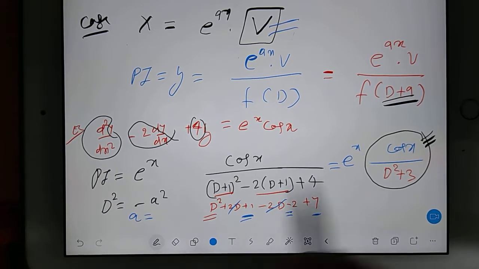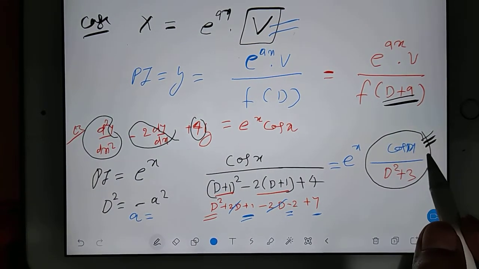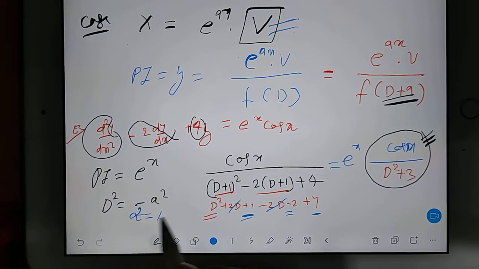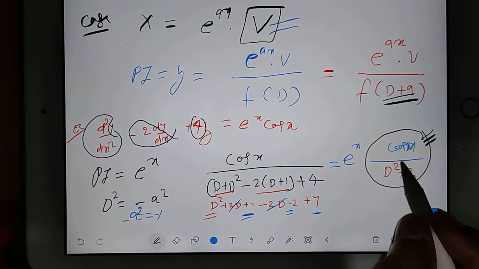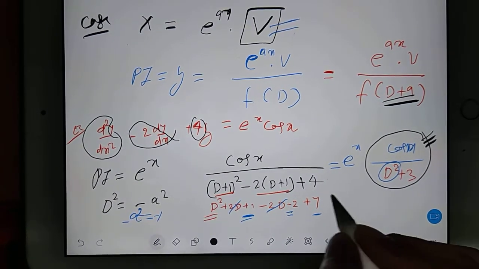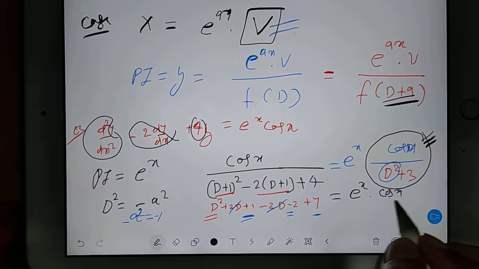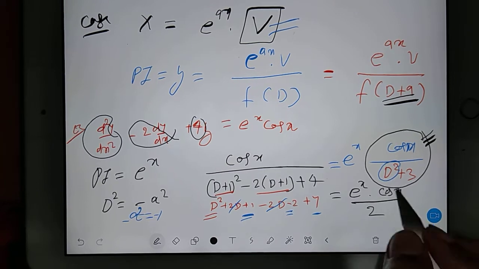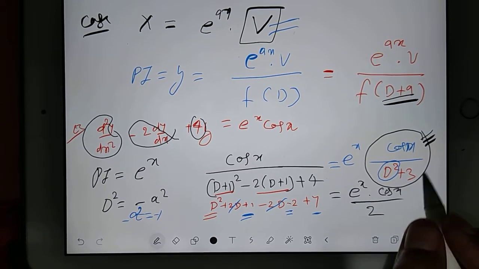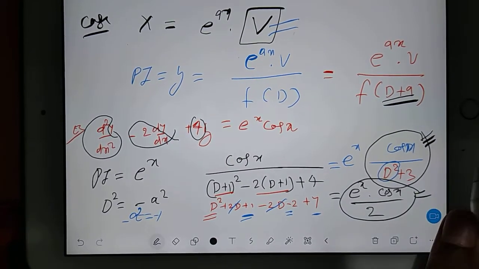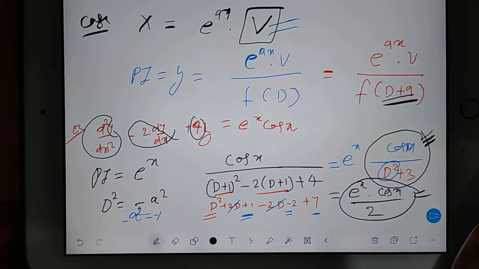That is the answer. What is your a value? Cos ax, a is 1. So a square is 1. So minus a square is minus 1. So you replace this guy with minus 1. So e power x into cos x divided by 2, because minus 1 plus 3 will be 2. So this will be your final answer. So this is very, very easy.